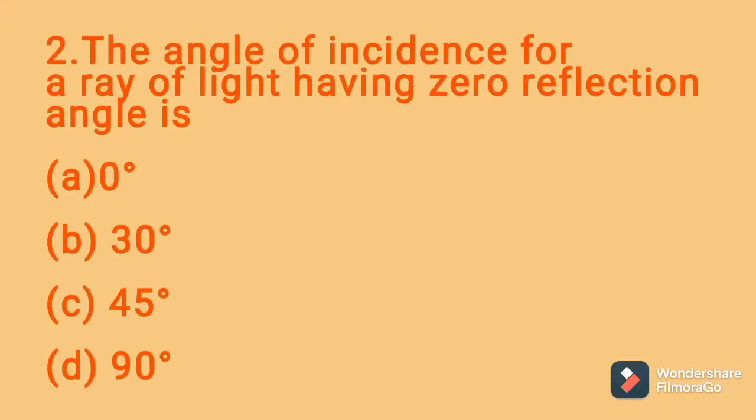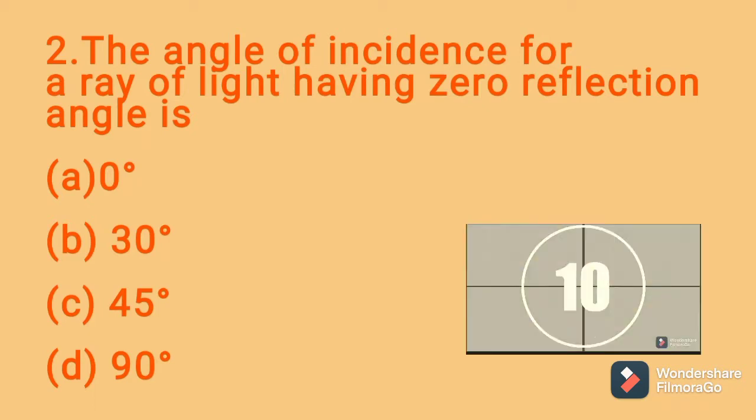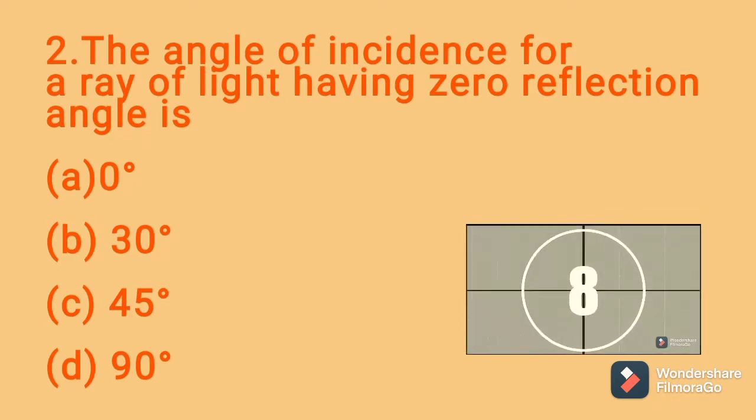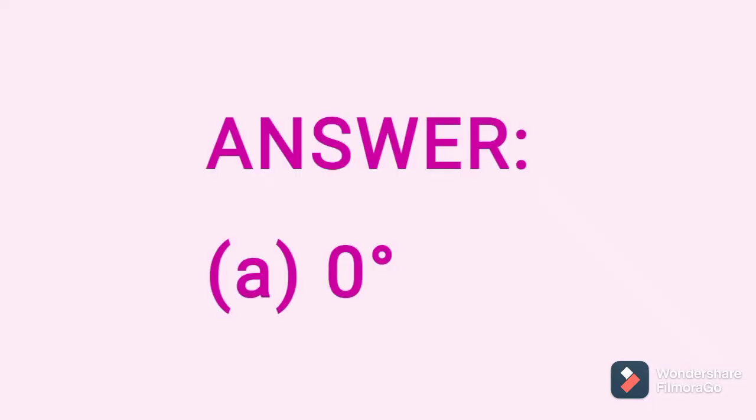Second question. The angle of incidence for a ray of light having zero reflection angle is: option A 0, option B 30 degrees, option C 45 degrees, option D 90 degrees. And the answer is option A, 0 degrees.